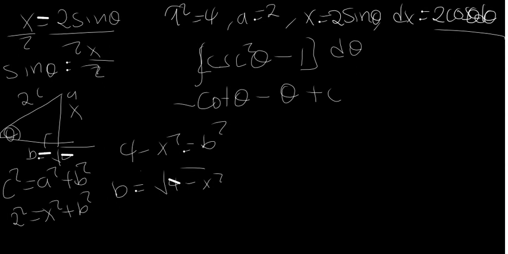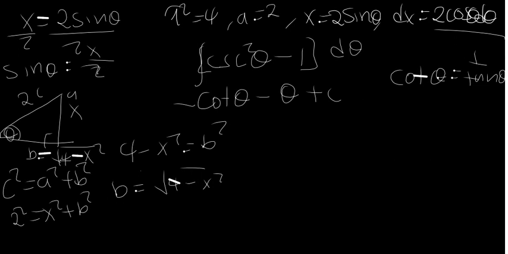Okay, we know that it's going to be the root of 4 minus x squared. After knowing that, what else are we supposed to do? We know that cot theta is the same as 1 over tan theta. Therefore, we are supposed to solve for tan theta.